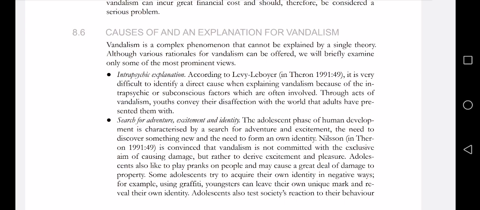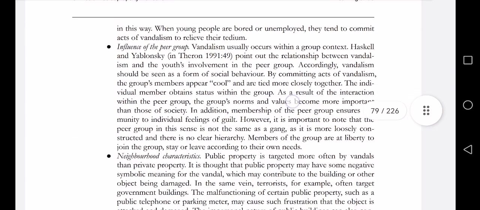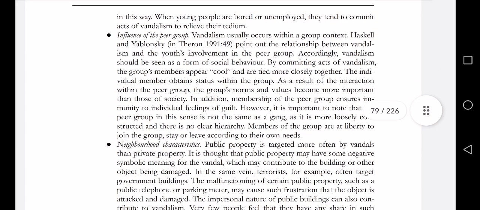Adolescents also test society's reaction to their behavior in this way. When young people are bored or unemployed, they tend to commit acts of vandalism to relieve their tedium.